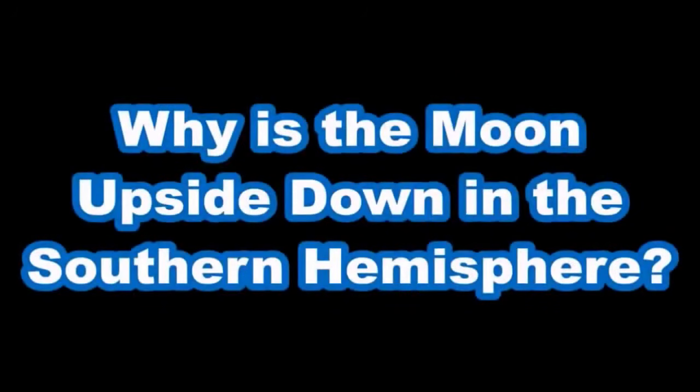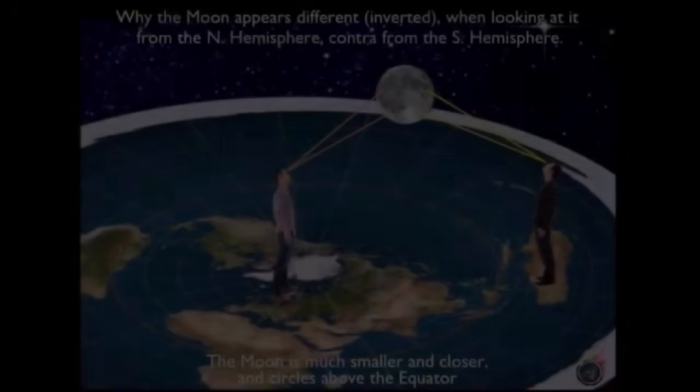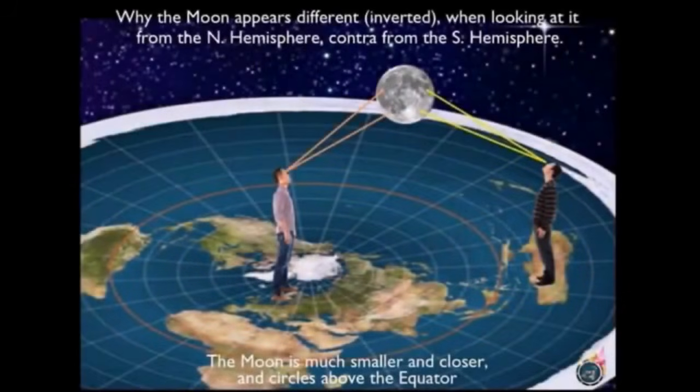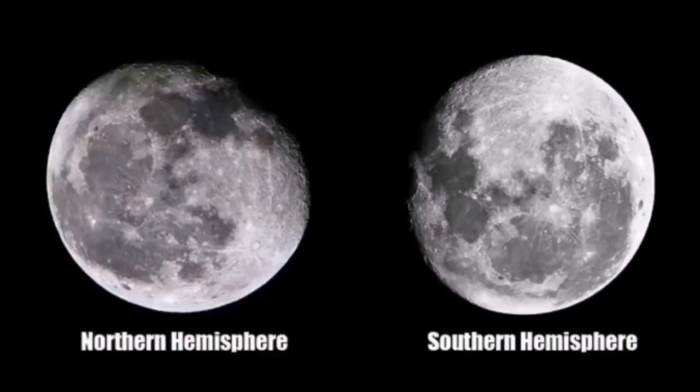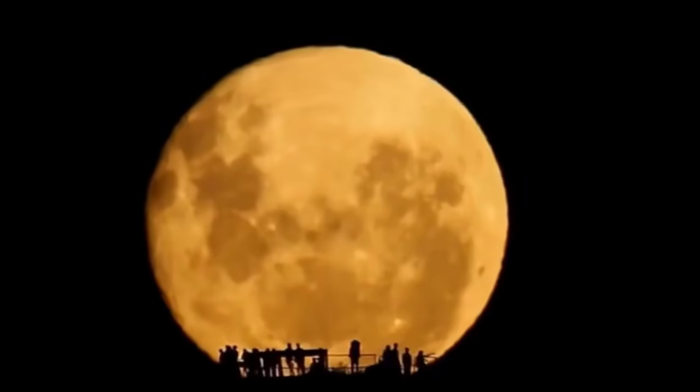Why is the moon upside down in the southern hemisphere? The moon only appears to be upside down because the observer is viewing it from a different angle in the southern part of Earth than the observer in the northern part of Earth. They're simply seeing it from an opposite angle. Ancients portrayed the moon as rotating across the sky, almost like a wheel, and there are some pictures people have taken of this happening.